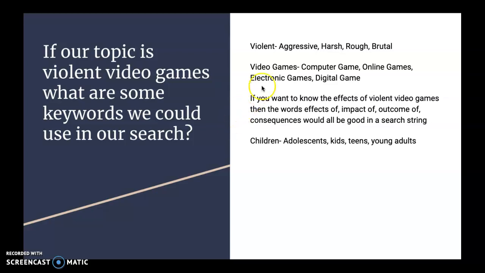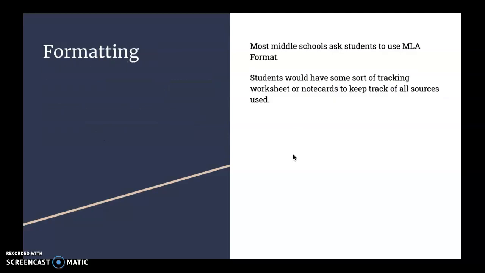children, some of the keywords we could use for violent are aggressive, harsh, rough, brutal. For video games, it might be computer games, online games, digital games. And if we're wanting to know the effects of them, we could use effects of, impact of, outcome of, or consequences would all be good. And for children, you could say adolescents, kids, teens, and young adults.